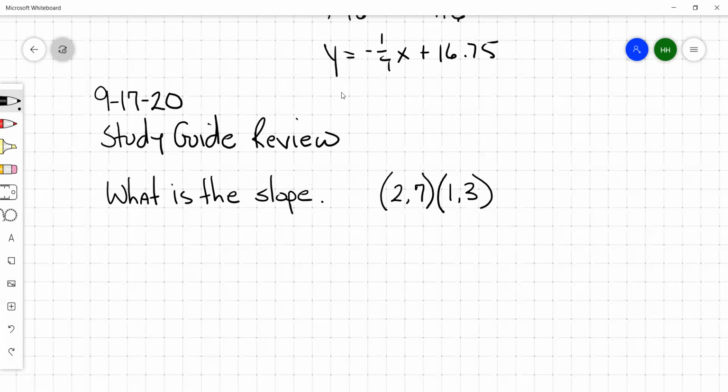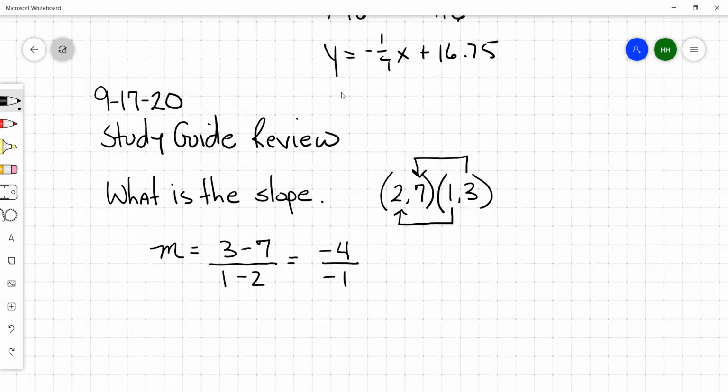So look, slope, it's in your notes. Slope is equal to your y sub 2 minus your y sub 1. So it's the 3 minus the 7, divided by your x sub 2 minus your x sub 1. So 1 minus 2. All right, and 3 minus 7 is negative 4. 1 minus 2 is negative 1. And then simplify this: a negative divided by a negative is a positive, and negative 4 divided by negative 1 is positive 4. So there's your slope of the line.